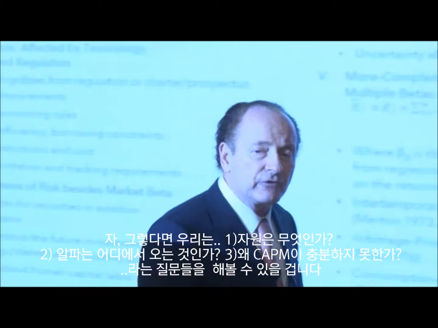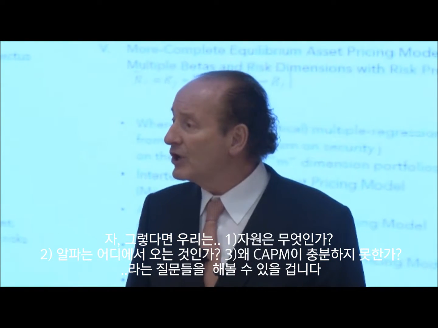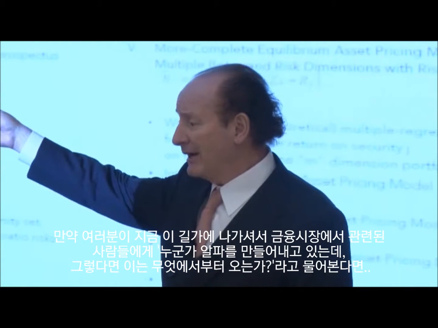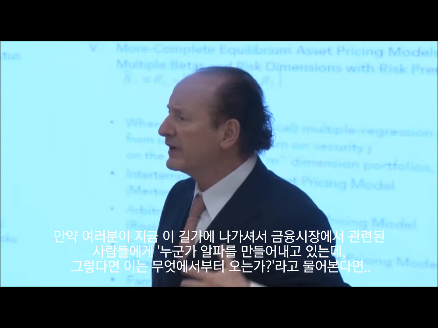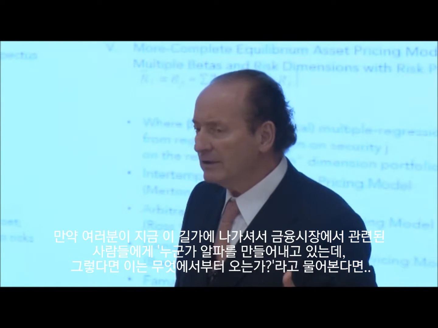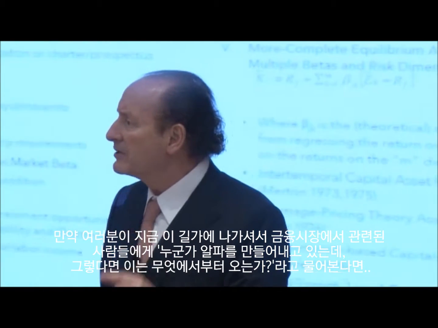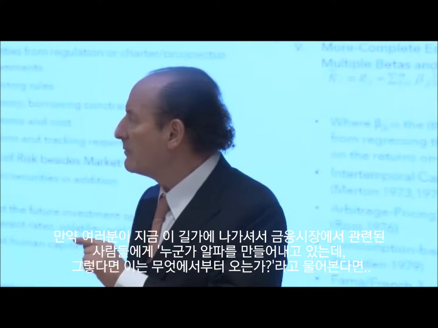Where did this alpha come from? Why is it that the CAPM is not good enough? Now, I don't mean if you walked right outside on the street, but if you talk to people who are connected in the financial world in some way, so they know what the term means, if you said to them, there's an alpha, or so-and-so can produce an alpha, and what is it coming from?